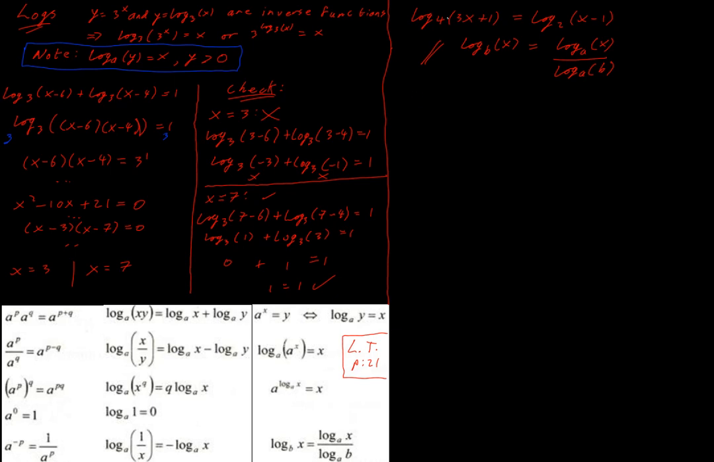Now let's apply that to my log to the base 4. I want to turn it into a log to the base 2. Generally, it will be better to go to the lower base. So I'm going to make both of these log to the base 2. So I'll have log to the base 4 of 3x plus 1 is going to equal log to the base 2 of 3x plus 1, that's the top line, all over log to the base 2 of 4. Well, what is log to the base 2 of 4? That's going to be log to the base 2 of 2 squared. So that's just going to be 2.